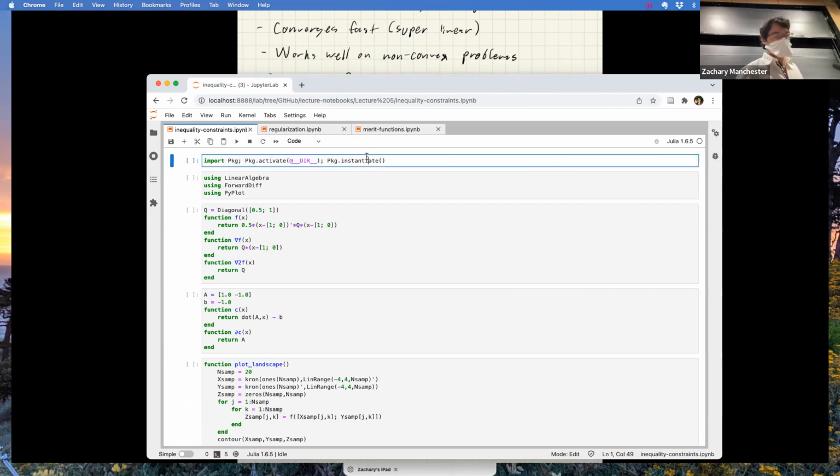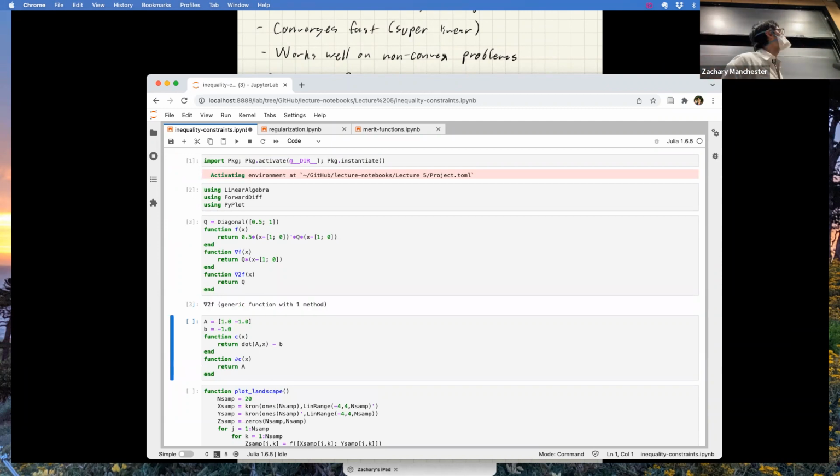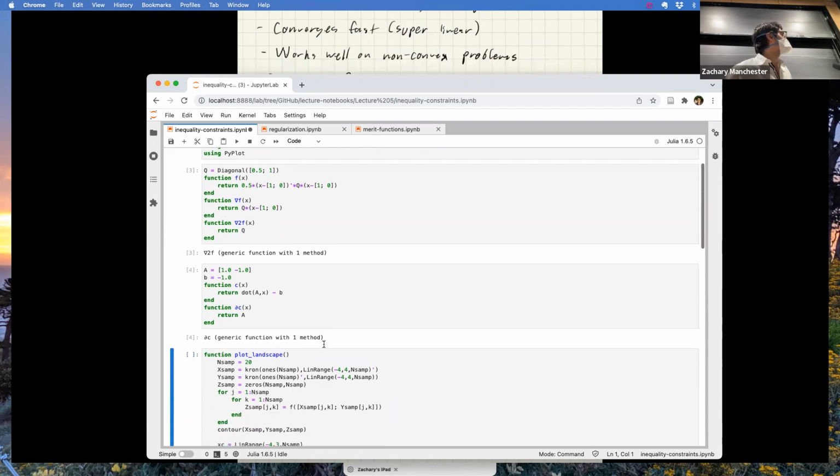Okay, so here we go. This is our QP situation with inequalities. Here's a quadratic cost function. I just made this up. Pretty straightforward. This is going to be in 2D, so we've got a two-dimensional quadratic objective, and then a linear inequality with the A's and B's there. I wrote down both the c of x and the derivative, the Jacobian matrix, which is just the A in this case because it's linear.